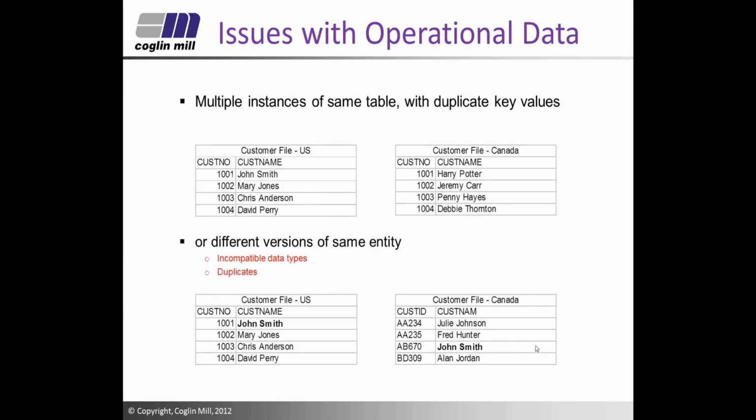And just a couple of other instances here. Different instances of the same table, so I might be merging data from different divisions or different countries, so I might have duplicated customers, or I've got different versions of the same entity. So in the US I'm running one application, and in Canada I'm running a different application, so I've got two different sets of similar data. Maybe the same entity is in both sets, but with a different identifier. These are other types of issues that you might need to deal with.